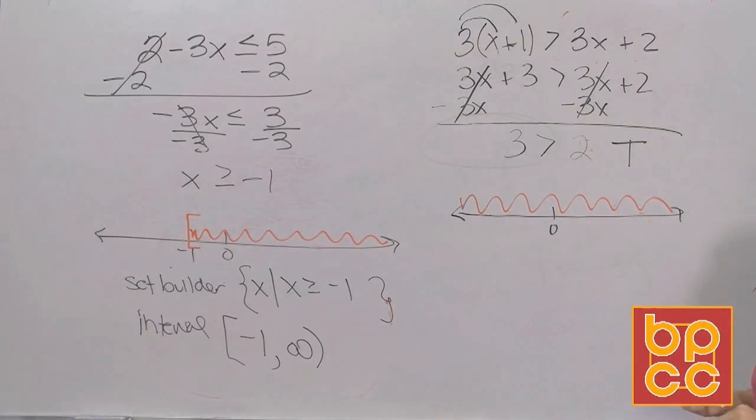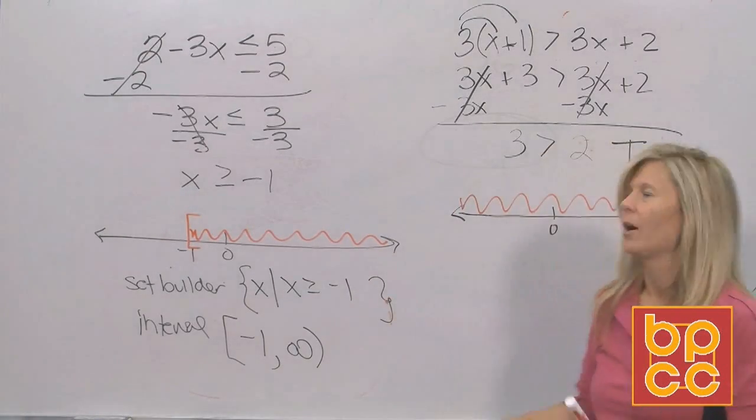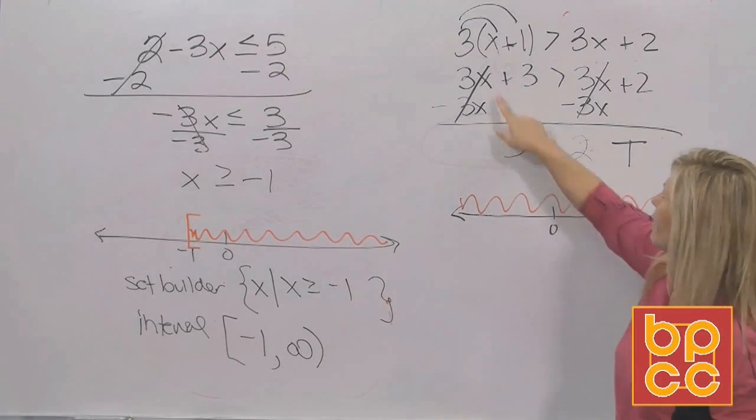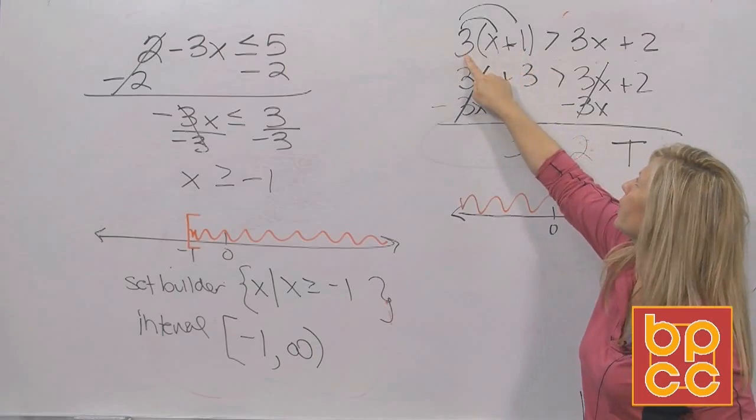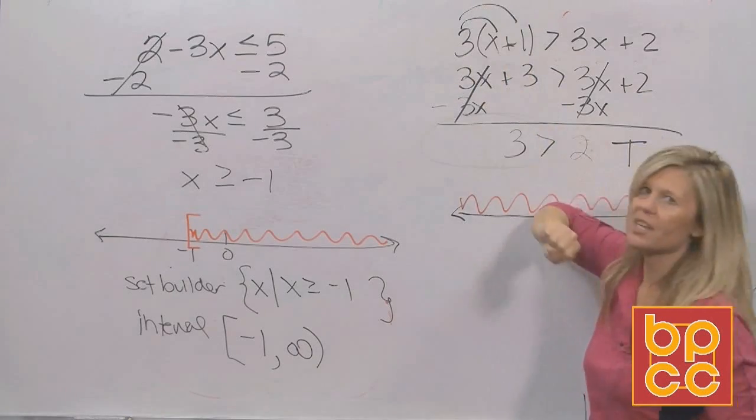Every number on the number line works. And I'll prove it to you. Pick any number you want on the number line. Let's pick 0. If I put 0 here, it will work. 0 plus 1 is 1. 3 times 1 is 3. So the left side's a 3.